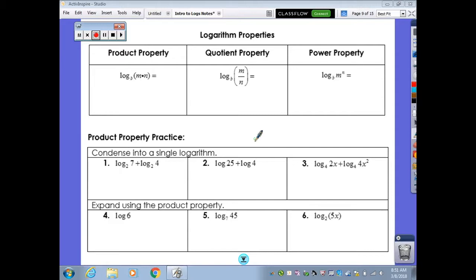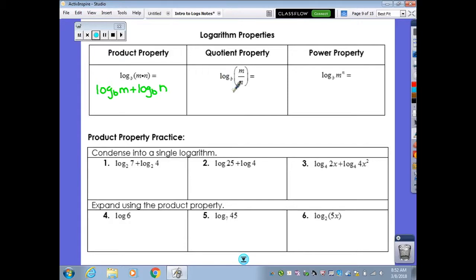So now we're going to talk about logarithm properties. The first property we're going to talk about is the product property, which you see right here. If we have log base b of two things multiplied together, we can separate this log to be log base b of m plus log base b of n. So what we did was we separated our one log into two different logs when it's multiplication using addition.